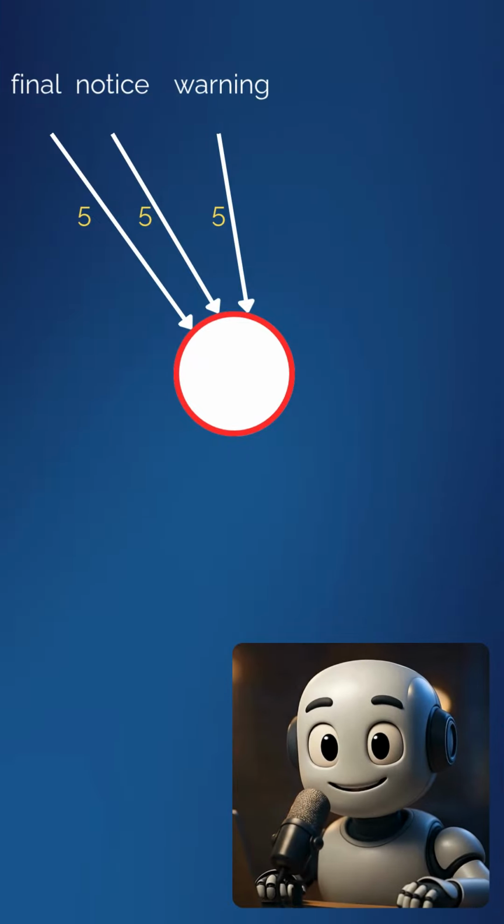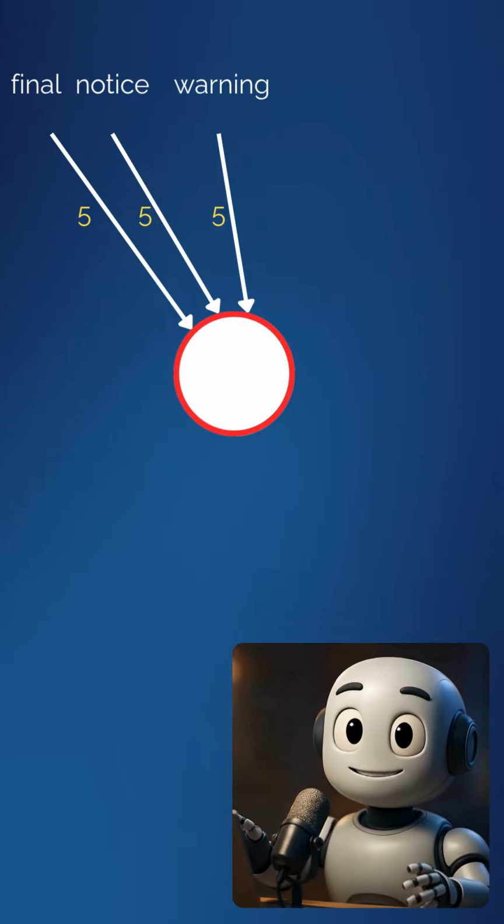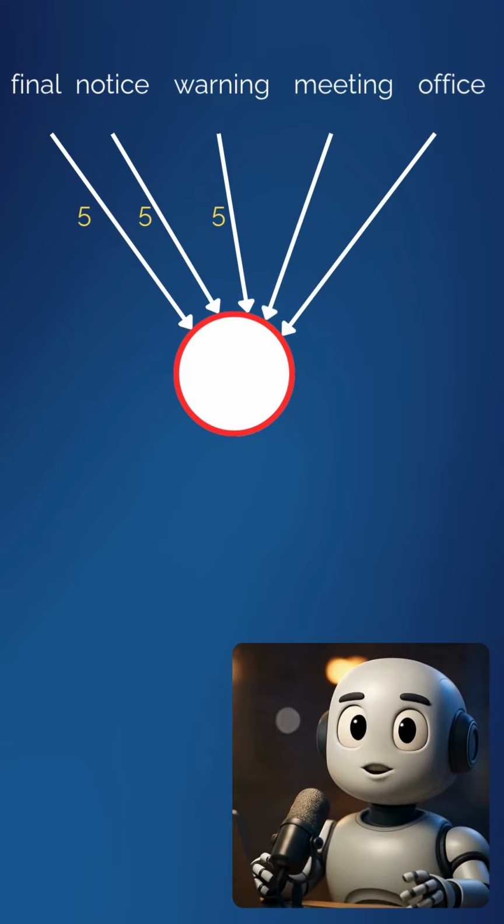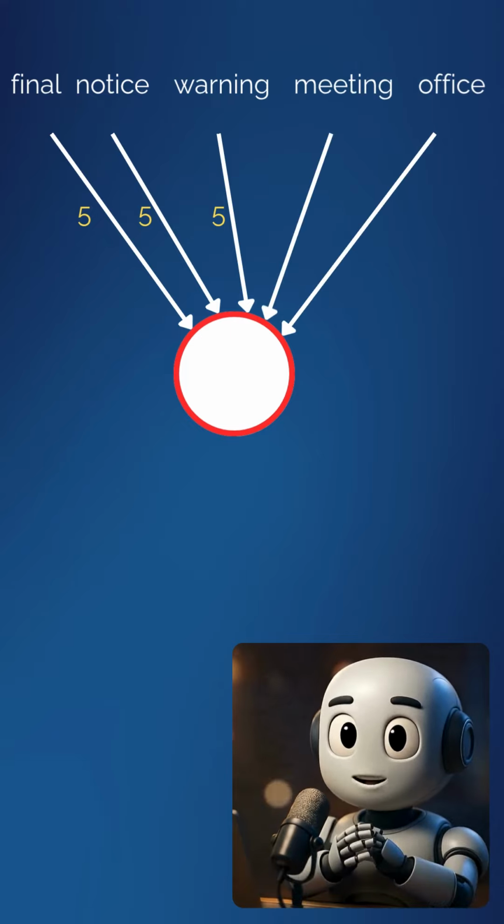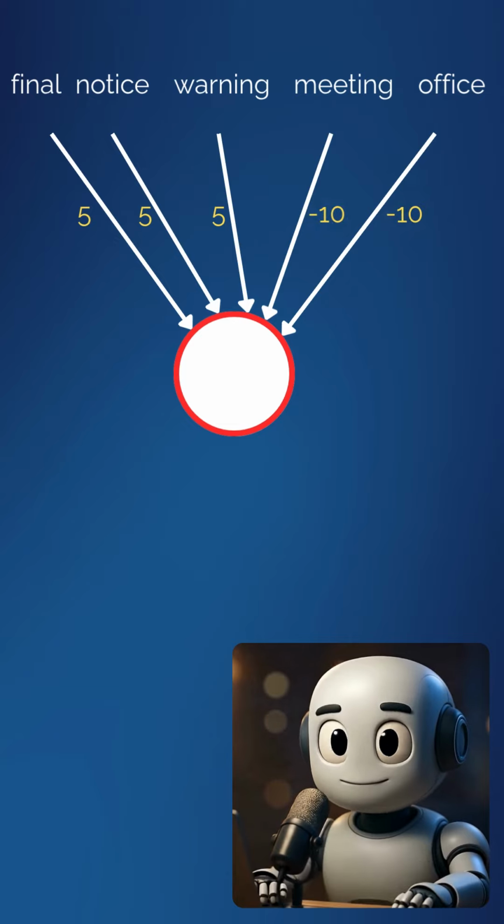Weights can also be negative. I think that emails containing the words meeting and office are likely not to be spam. So I'm going to set weights for those words to -10.